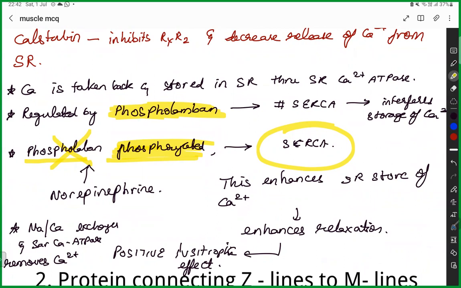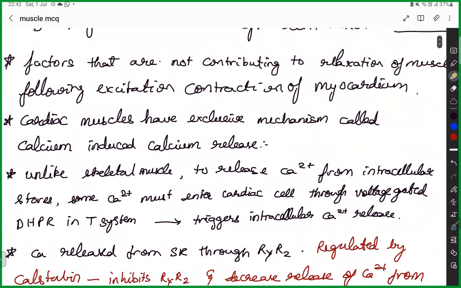Okay. Similarly, let's consider if there is excessive calcium present within the cell, then there is more excitation. Until the calcium is there inside the cell, that is going to cause excitation.